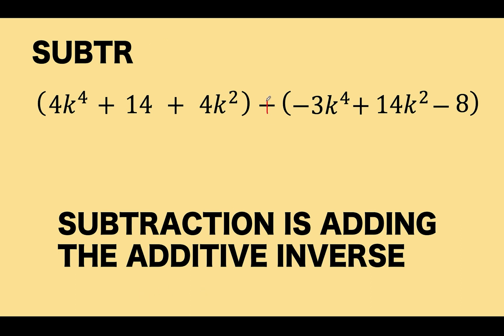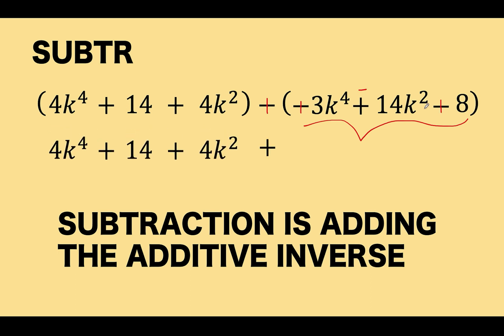So if we make this subtraction into addition, we are going to get the additive inverses of all these terms inside this parenthesis. So this negative becomes positive, this positive becomes negative, and this negative becomes positive. So this is now how this problem looks. We copy all the terms preceded by plus sign, no problem about that.